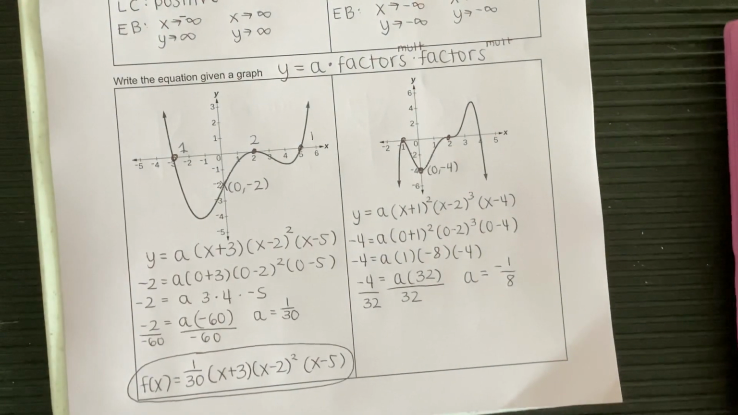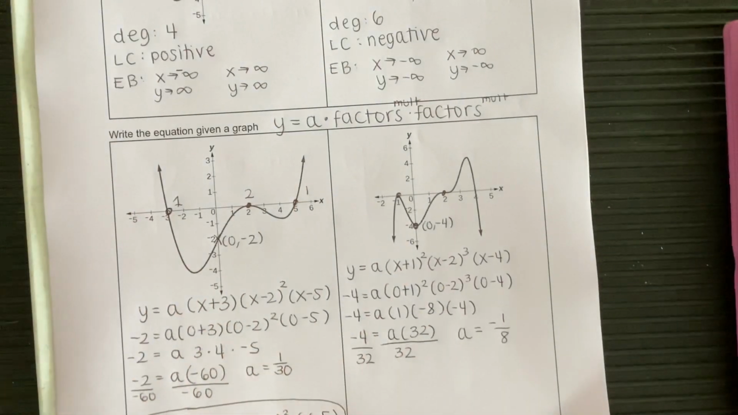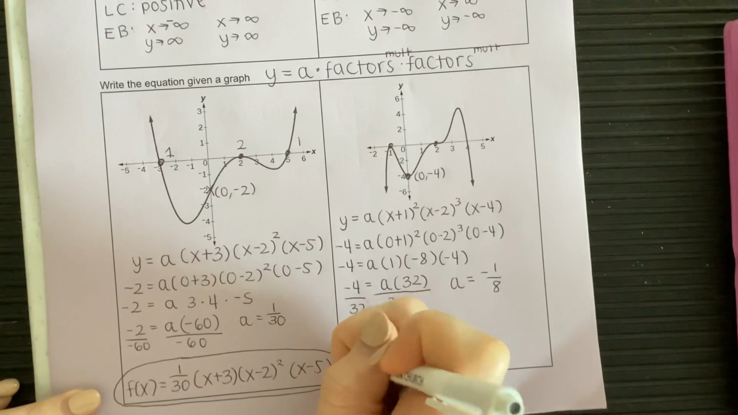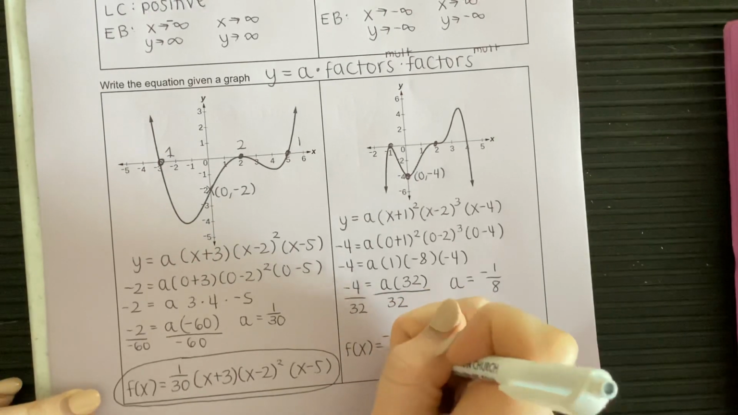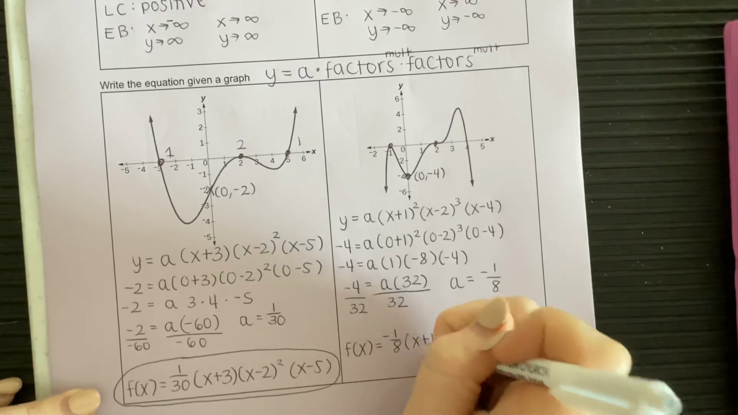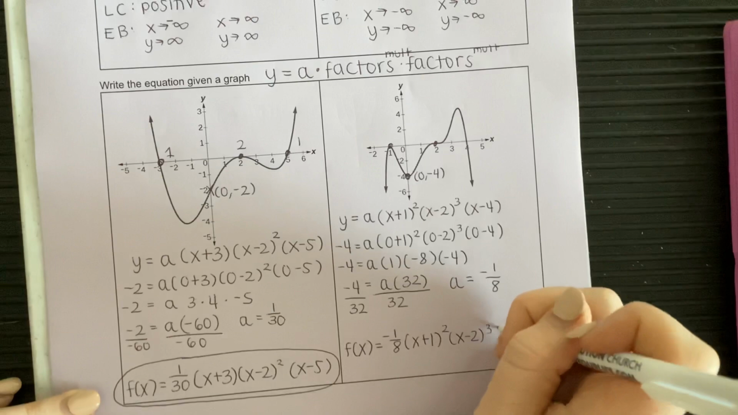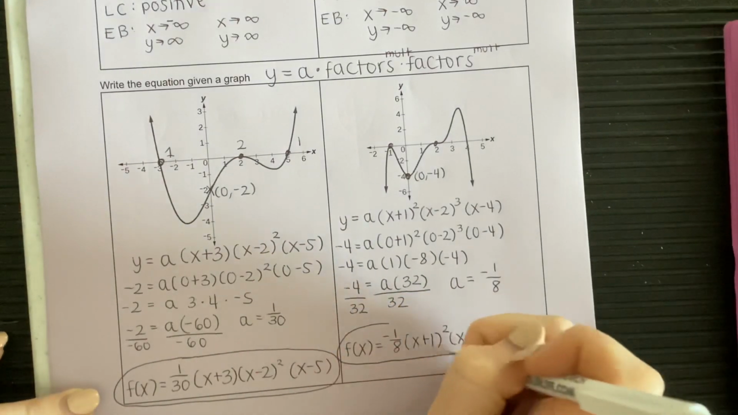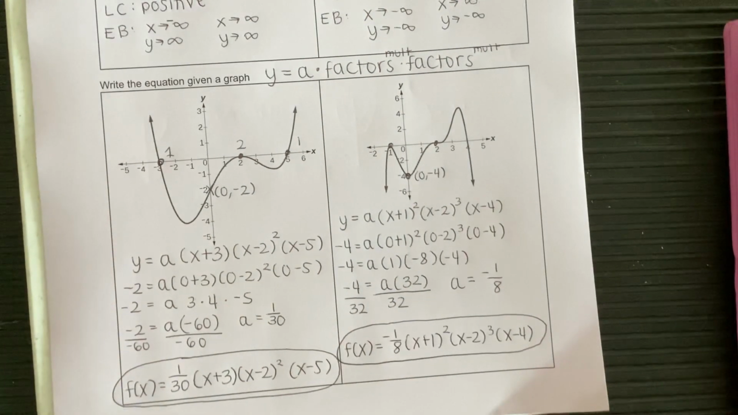Again, if we go up and look, we said that our leading coefficient should be negative. It is negative. That's always a great check. So your final answer, f of x or y is equal to negative 1/8 times x plus 1 squared, x minus 2 cubed, x minus 4. Again, if it wants standard form, that would mean you have to multiply it out. Again, I don't see them asking you to do that on a time test.